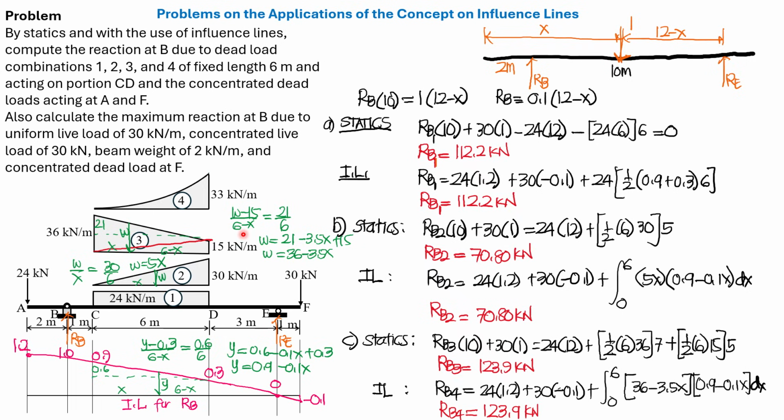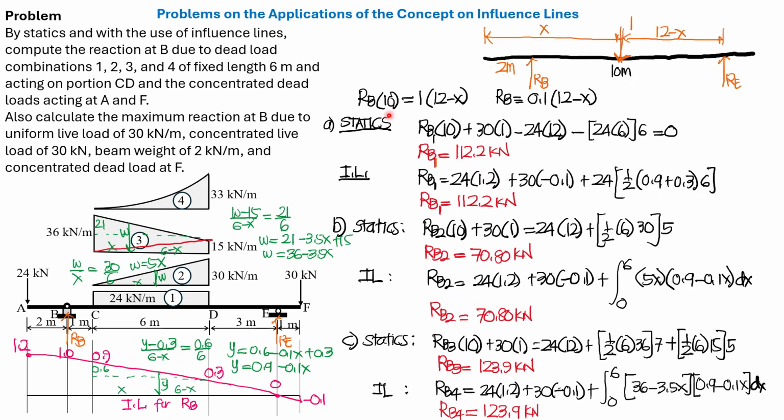So for the solution, we have to construct the influence lines of reaction at B first. This is the free body diagram by the basic method. So to derive the reaction at B in general, we sum up moments about E. The distance between supports is 10, 1 plus 6 plus 3. So summation of moments about E equals 0.